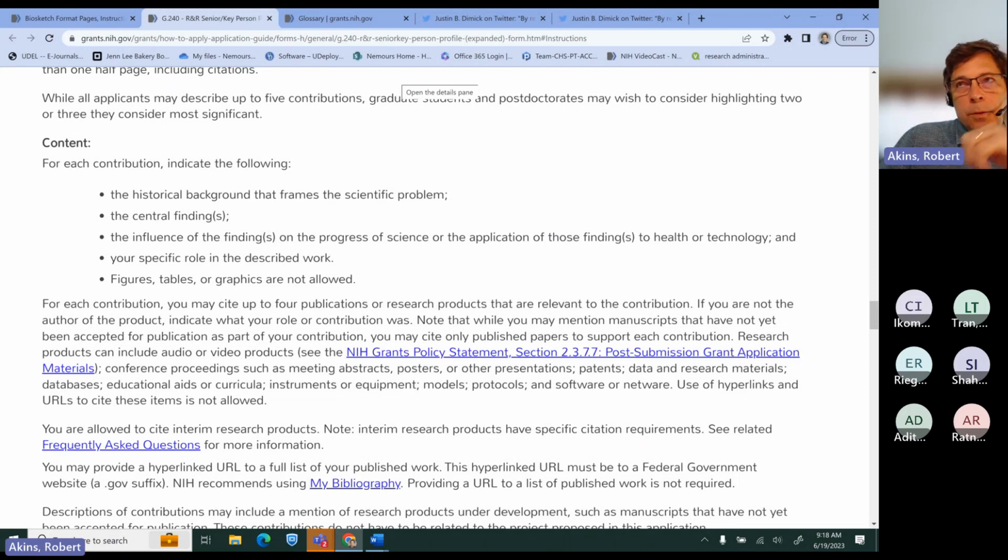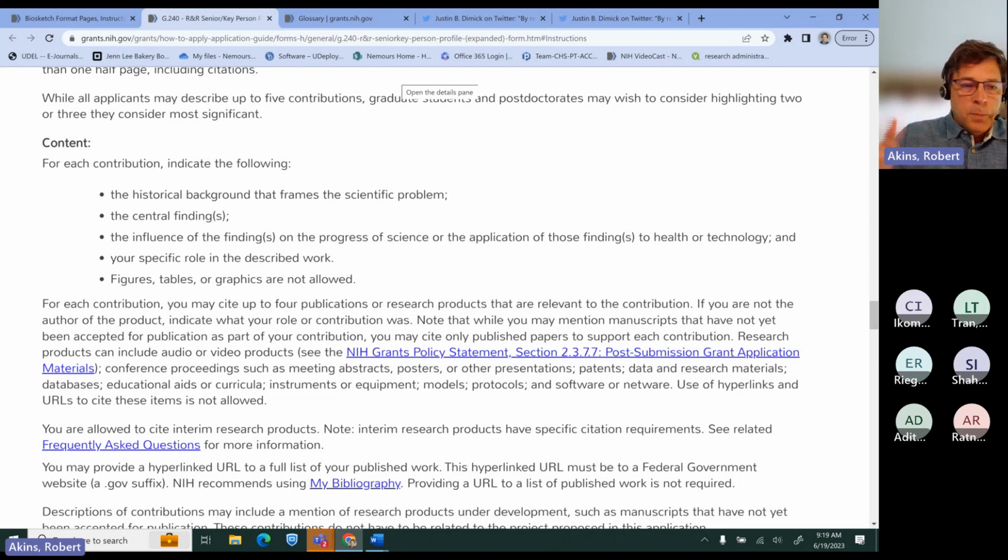You can mention things that aren't out yet, but there's a specific policy about how to reference those. So if you've got something on medRxiv, you can reference it actually in your grant. And then when it becomes officially accepted for publication, at least before the study section meets, I think it's 30 or 60 days before, you can inform them and it'll go into your package that you got that accepted.